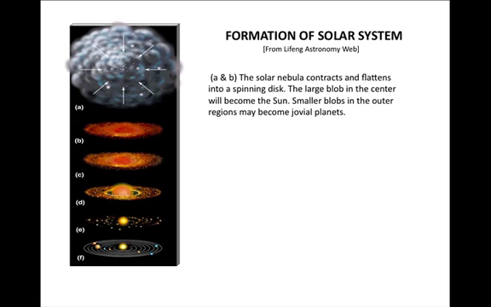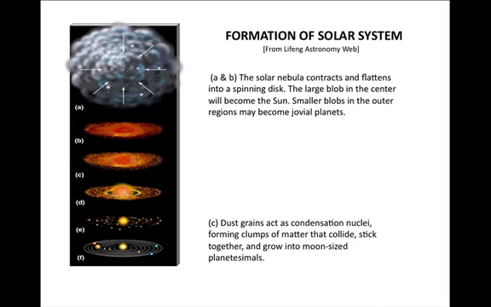When it comes to the formation of a solar system, if you look at A and B, it shows the solar nebula contracts and flattens into a spinning disk. The large blob in the center will become the Sun. Smaller blobs in the outer regions may become jovian planets.